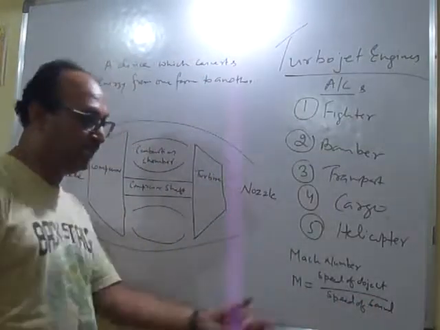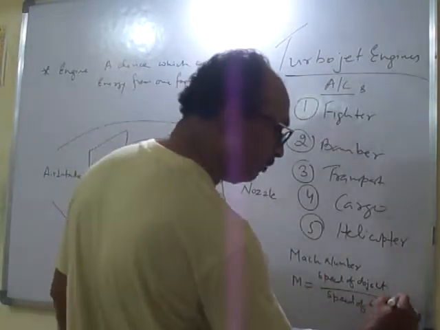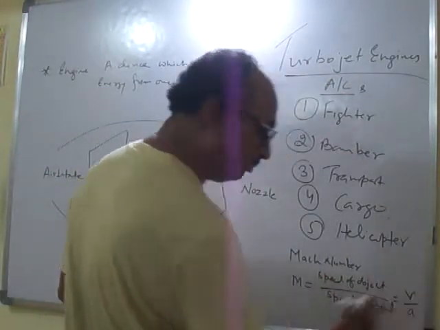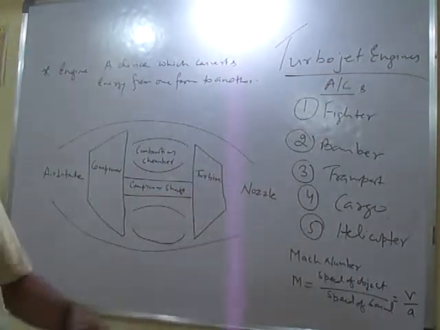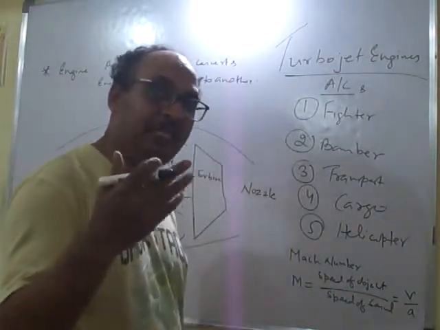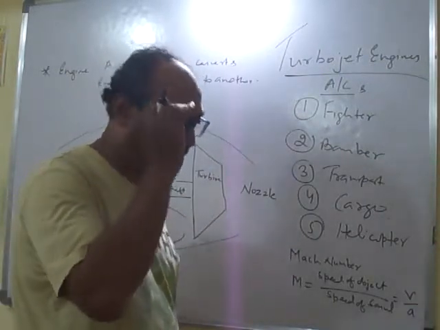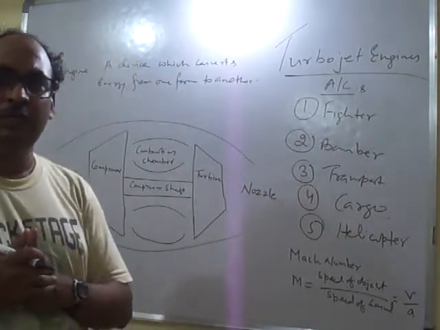So the Mach number is a dimensionless number which is the speed of the object divided by the speed of sound. We can write it as V by A. And for your kind information, this speed of sound varies depending on the temperature. As the altitude is increasing, the speed of sound changes.